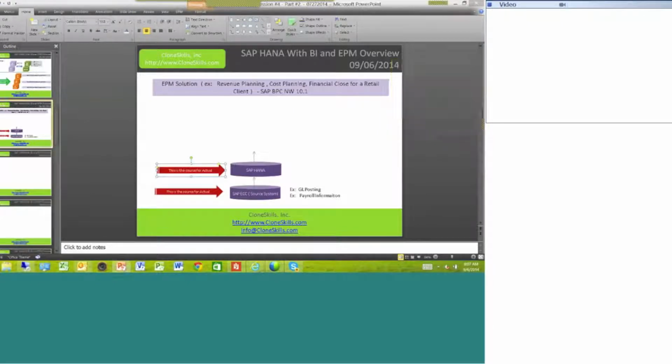It is not Oracle, it's not Microsoft SQL. Now HANA has become the primary, centralized database.